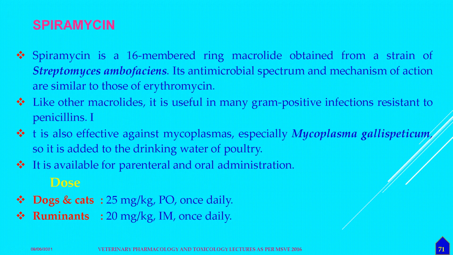It is also effective against Mycoplasma, especially Mycoplasma gallisepticum, which causes CRD. In such cases, this drug is administered especially in the drinking water. It's available for both parenteral and oral administrations. It can be administered as 25 milligram per kg orally once in a day. Whereas in case of cattle or ruminants, it needs to be administered at 20 milligram per kg intramuscularly only once in a day. That's how spiramycin is indicated.